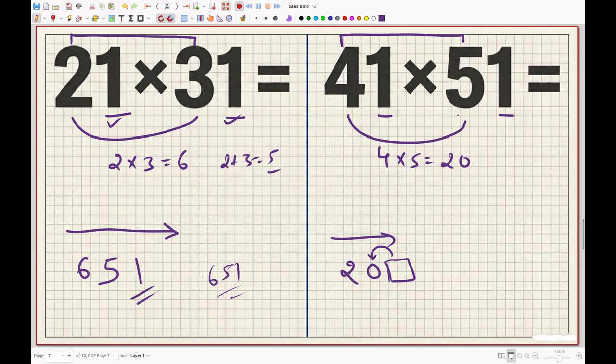5 plus 4, what will we get? 9, right? Then directly we can place it here because this is a single digit. Again 1 into 1, 1 one is 1. So the answer is 2091. Let's look into the next example. This is very important.